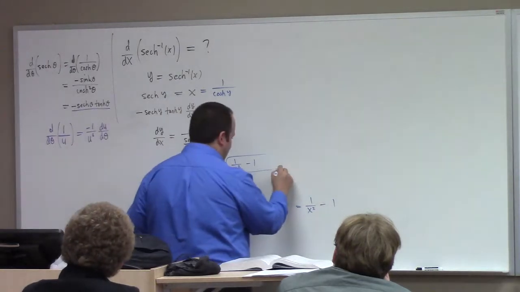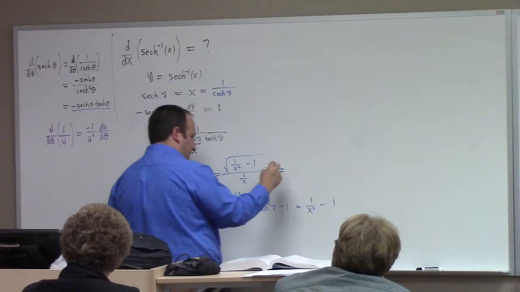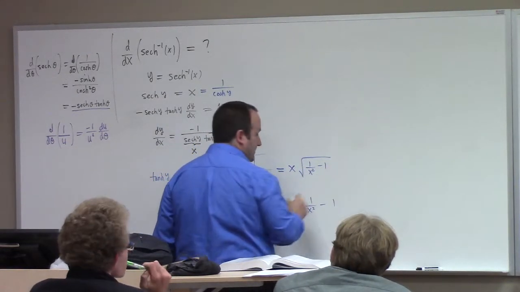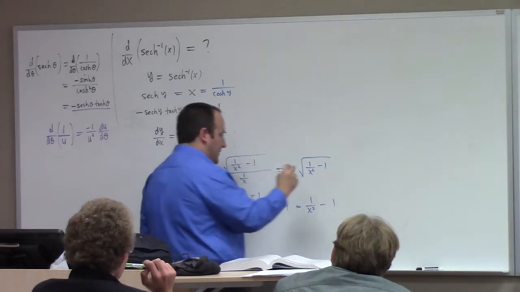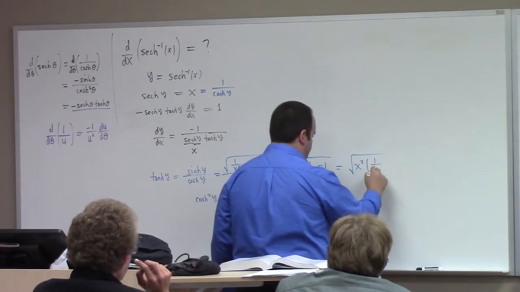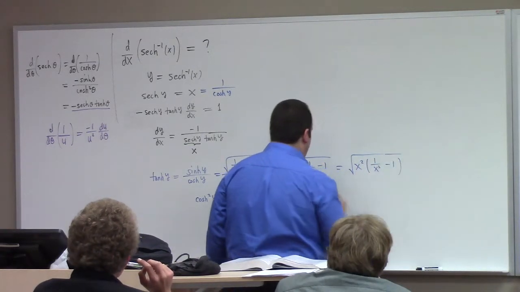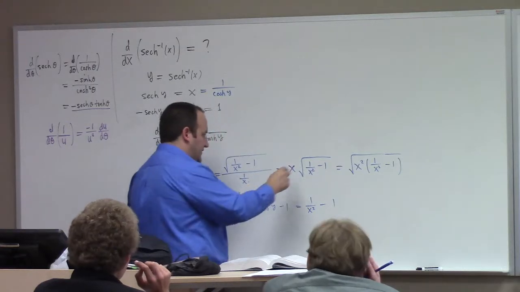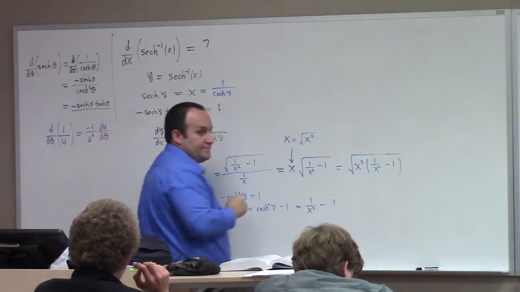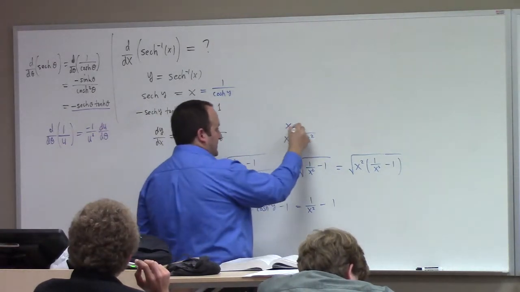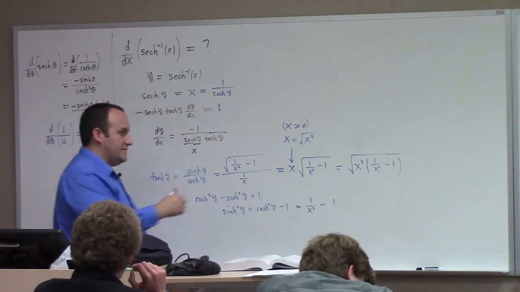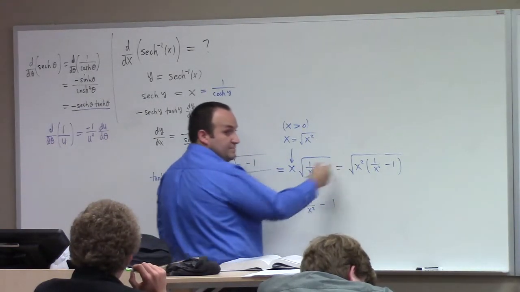Let me just, I don't know, I have trouble with decision making here. So this is x times the square root of 1 over x squared minus 1, yeah? Which, because x is positive, mind you, this is the square root of x squared times 1 over x squared minus 1, right? Because this x is the square root of x squared. This is assuming x is positive. If x is not positive, when I make this move, I have to put a minus up front.